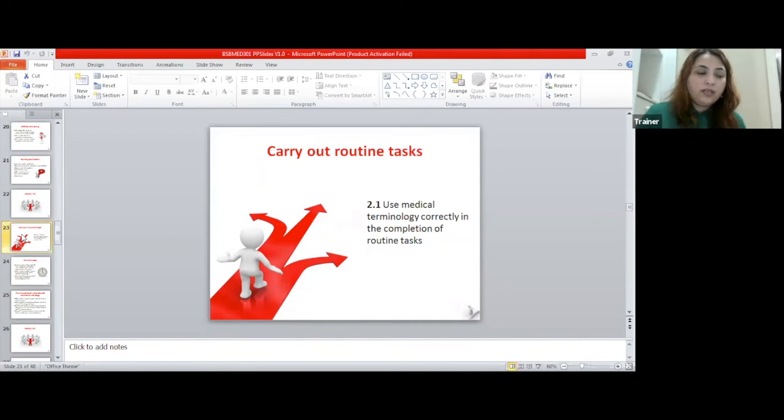All right, coming to the second element. Yeah, second element is carry out routine task. So what are your routine tasks for morning shift? It can be different for your evening shift and different for night shift.